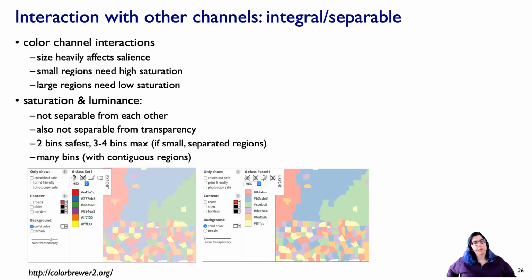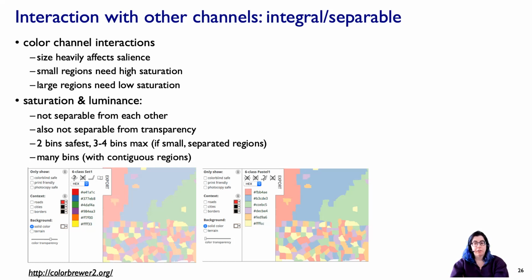So let's talk more explicitly about interaction. Remember when we talked about channels, we talked about whether they are integral or separable. Are they able to show different information in full, or do they step on each other's toes? Do they sort of merge together? So hopefully you've already noticed there is not a lot of separability with color. There's a lot of integral behavior.